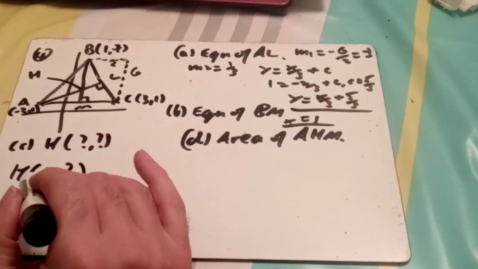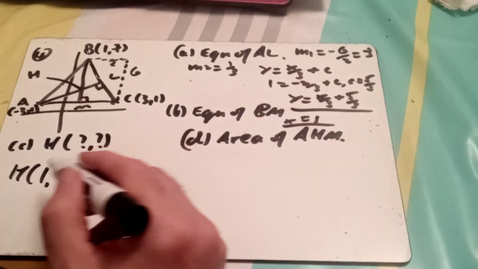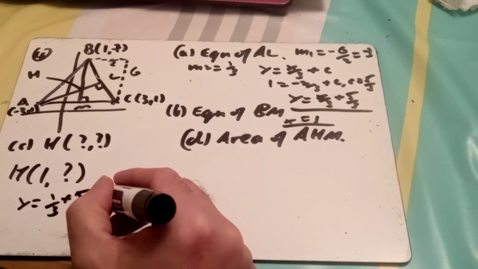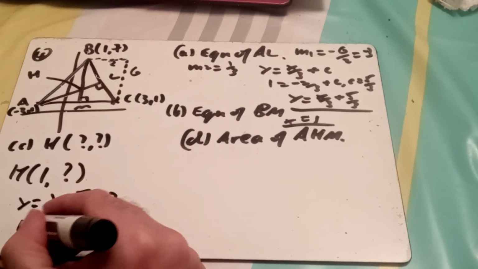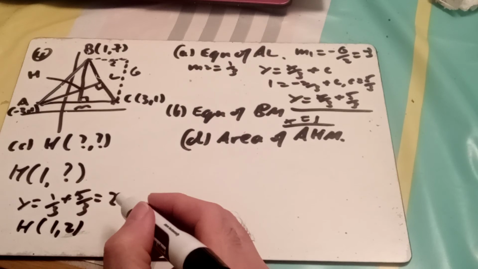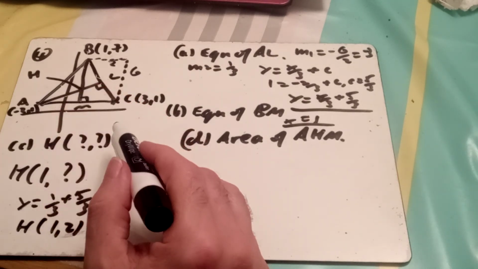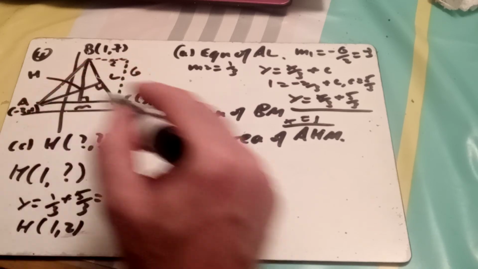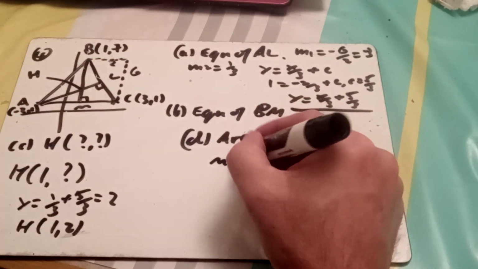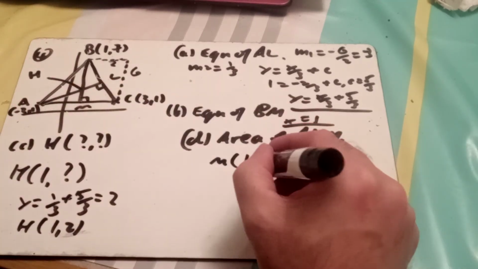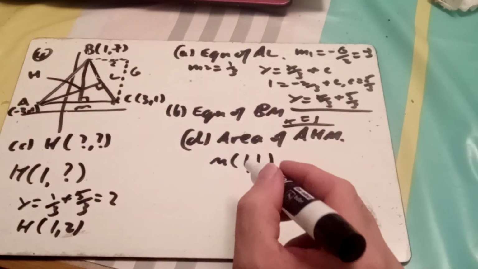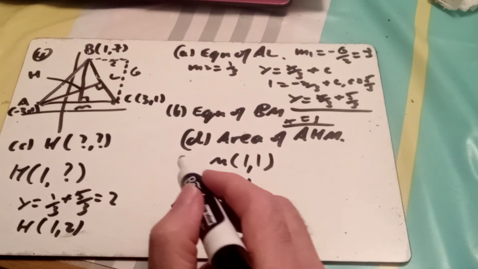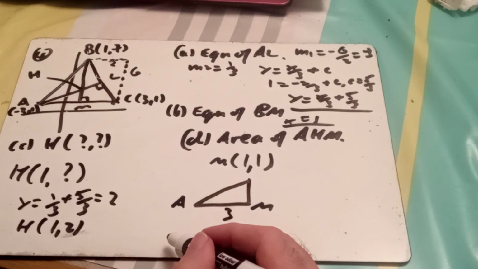And all I'm going to do is stick x is 1 into this thing and say y equals 1/3 plus 5/3 or 6/3 equals 2. So I've got H to the point 1, 2. I know that for part D, because it wants the area of triangle A to H to M, I know that M is the point, x is 1, and y is 1. So if I think about what I've got here, from A to M, I've gone -2 to 1, so I've gone along by 3.